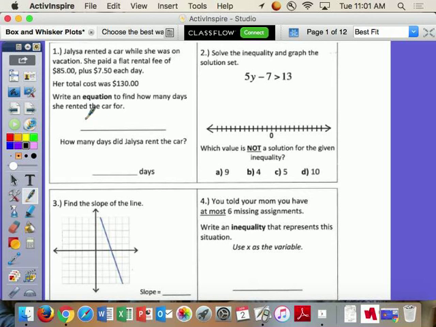So our 85 is our flat fee, and our 750 is going to be our number next to X. And that's going to equal 130.